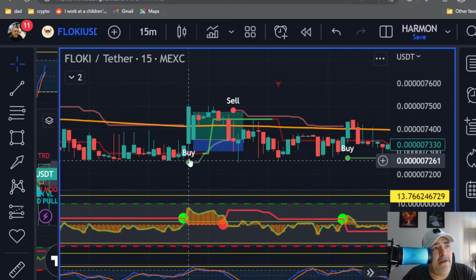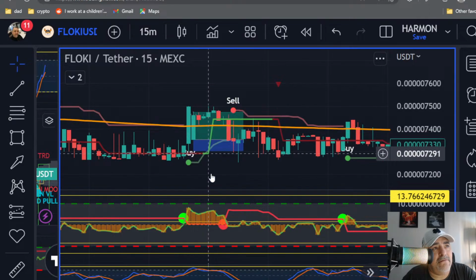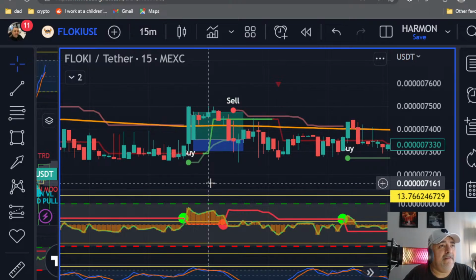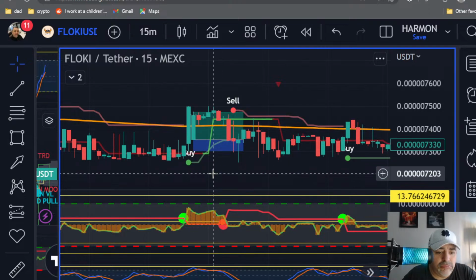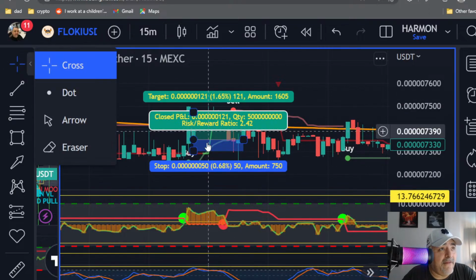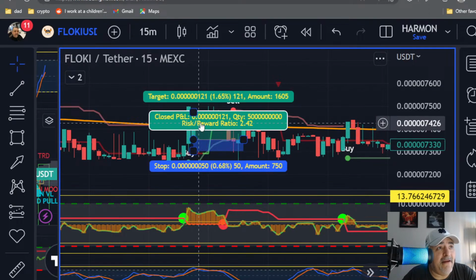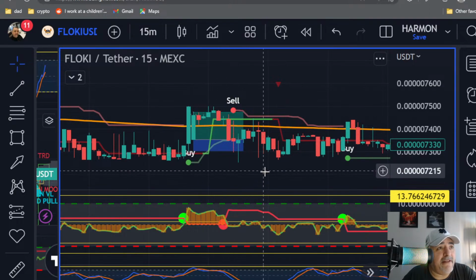Green moon, buy signal, 1%. Green moon buy, green moon buy, green moon positive, right? So positive, green moon, buy, 2%. I'm going to keep it at 2% because that's 1.65, but it depends on where you got in there. But that's about a 2%er right there.